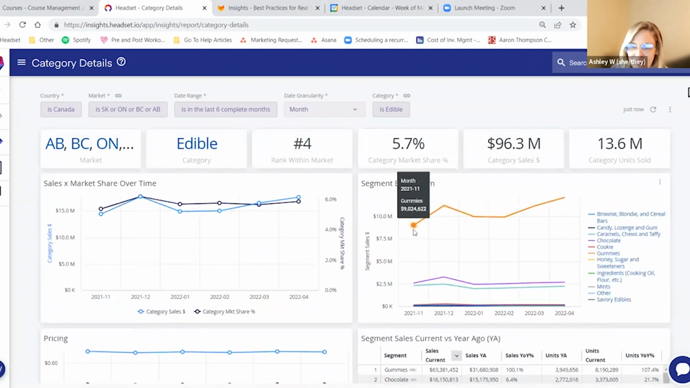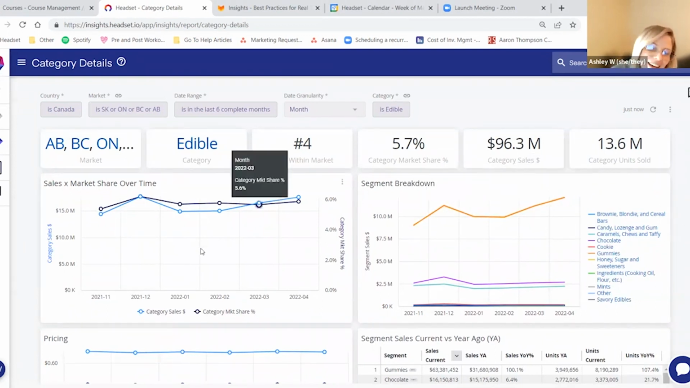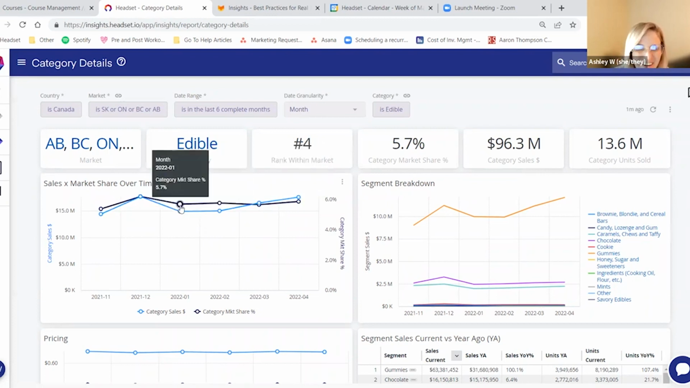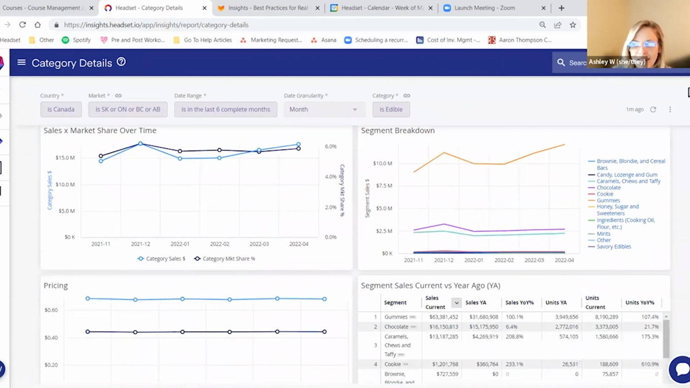Okay, so this is a pretty familiar story probably to everybody on the call. Gummies are king in the edible space, and that holds true within Canada. Looks like category sales are slightly on the rise. We start seeing a good uptick starting in March, and then a slight increase in February as well, or April as well. Category market share is remaining fairly steady. We've seen a little bit of a decrease and increase through March of less than 1%, actually 0.1%.